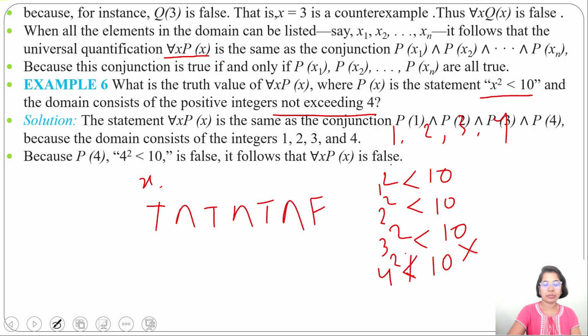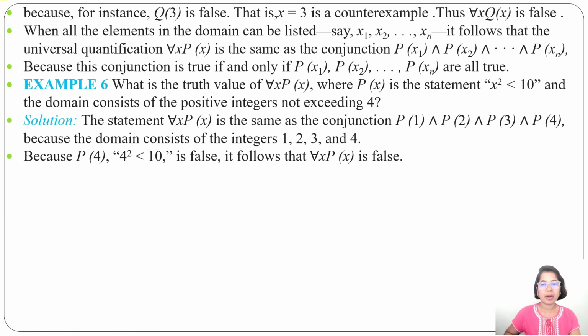So true and true and true and false. For x equals 1 it is true, for x equals 2 it is true, for 3 it is true, for 4 it is false. So the whole and will be false. This is all about universal quantifier. In case of universal quantifier, it should be true for all values of x in the domain, and it will be false if for at least one x it is false. Next I will discuss existential quantifier.